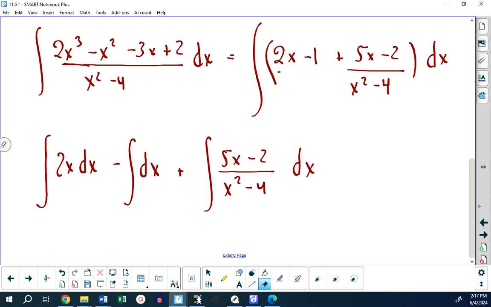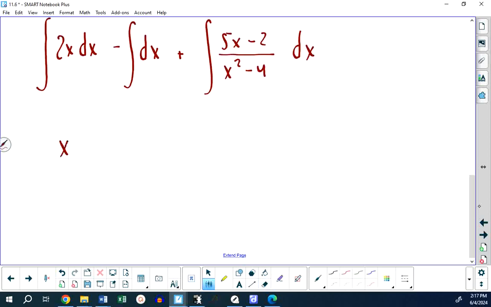The integral of 2x dx is easy. That's x squared. The integral of dx is easy. That's x. The question becomes, how do you integrate 5x minus 2 over x squared minus 4? Does anybody have any ideas? Jay?